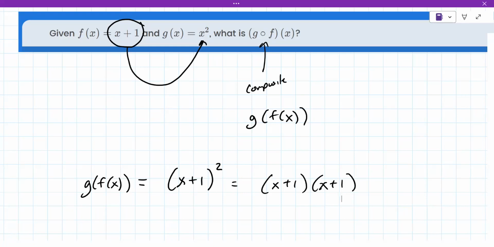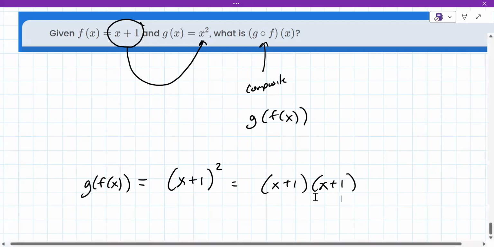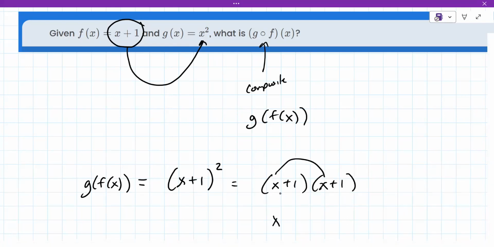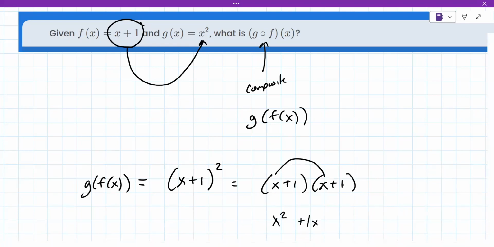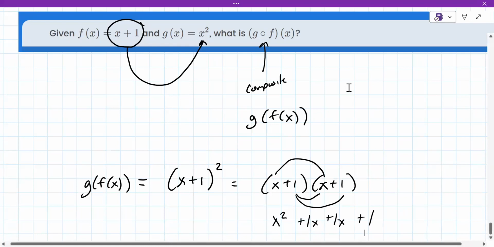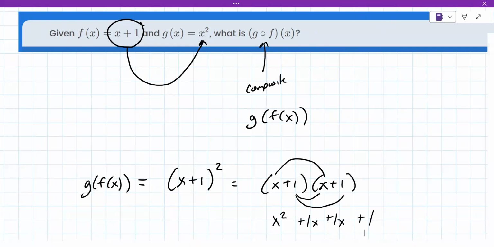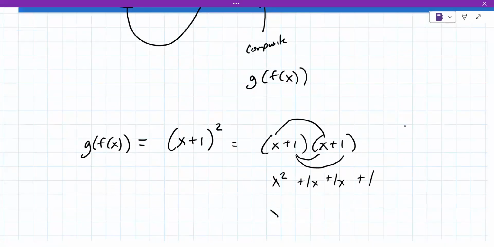X squared plus 3x is the final product from the FOILing. So we did one of these earlier. Remember, it's first times first. That's x squared. Then x times 1 is x. Plus 1x, oops, that's where I messed up. Plus 1. So try that one more time. X squared plus 2x plus 1. There we go. Okay, x squared plus 2x plus 1.